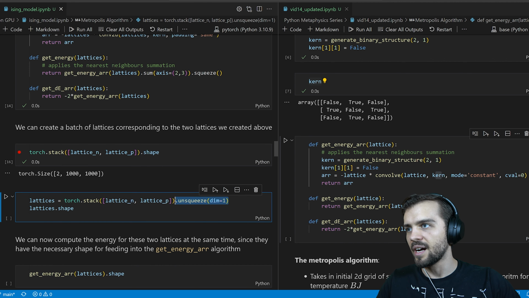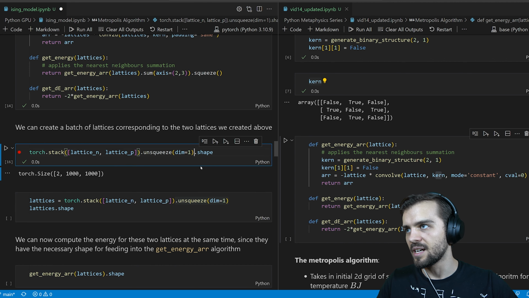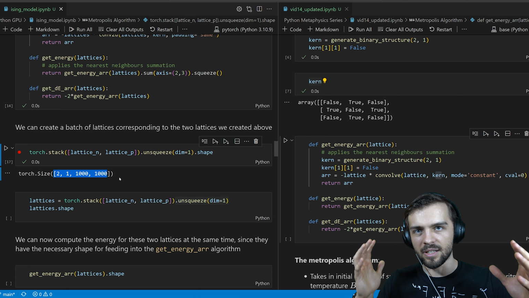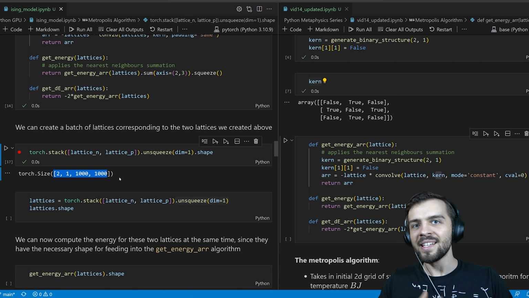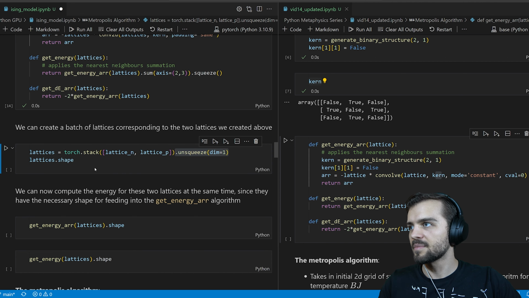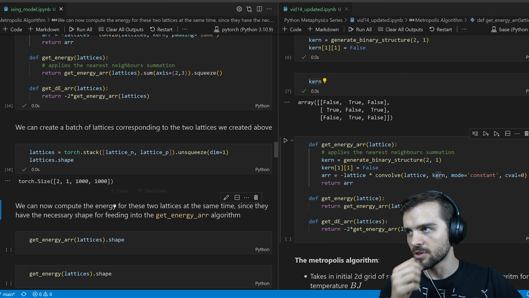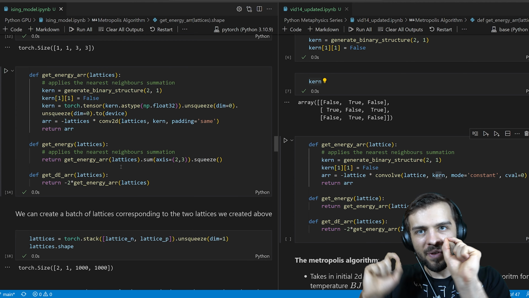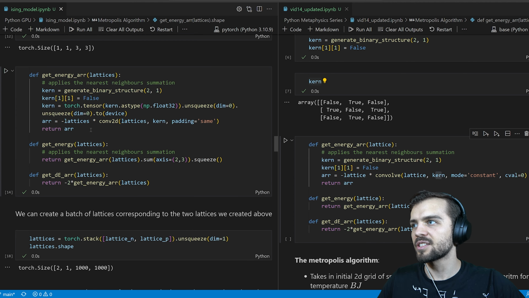In order to do that, I unsqueeze the array, so the dimension is 1, so it's going to insert another dimension here of length 1. And now I have my array of lattices that I can compute the energy of at the same time like this. And so I can get my lattices like this and look at the shape and it looks good. And if I compute the energy array, so this computes the energy of every given point in the lattice, and I look at the shape, so it takes a little bit and it's going to have the same shape. So that's good.